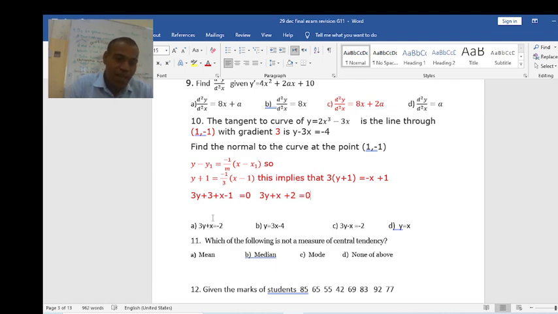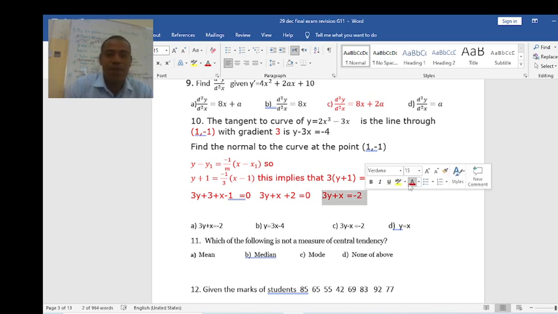But here in the options you have 3x plus 3y plus x equal minus 2, or y equal 3x minus 4, or 3x minus 3y minus x equal minus 2, or y equal x. So I prefer to change this plus 2 over there. Therefore it will be 3y plus x equal minus 2. This is the correct answer, my learners. Okay, so I'll just do it like that.